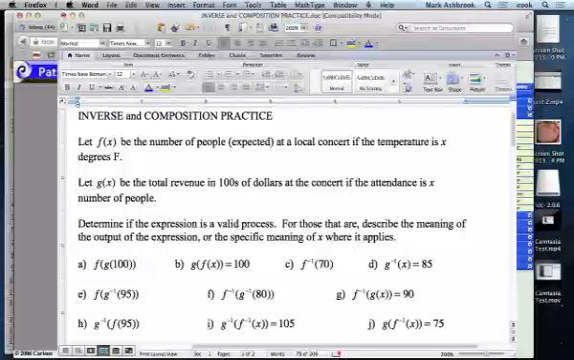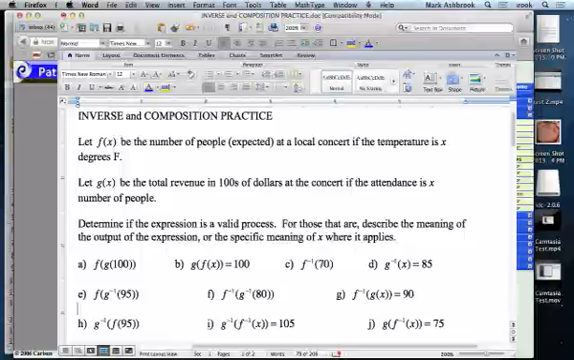Okay, so we've got an input for H. And what does the function H say to do? Take the input and do what? First, so here's the input. It says first, do what? Subtract 32.